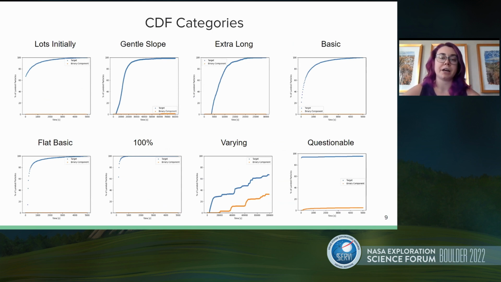Similarly, we have the CDF categories. For this, we had 8 different categories. Some of them, I think, could be argued that they can be grouped together. We ended up separating them out into separate categories in the end. So we have lots initially, where a lot of particles fell initially. Gentle slope and extra long are just longer time scales that particles fell over. Really the main different ones here would be the varying and the extra long and gentle slope, where they were different time scales and they did have very notable distributions.